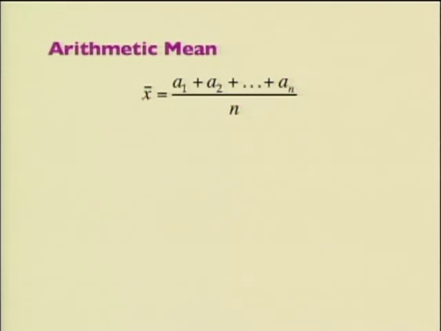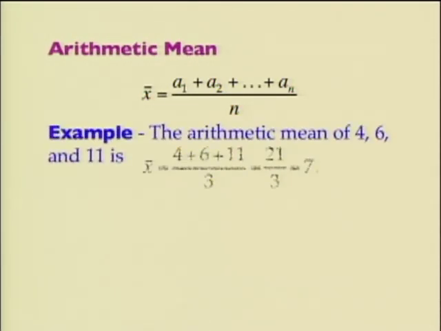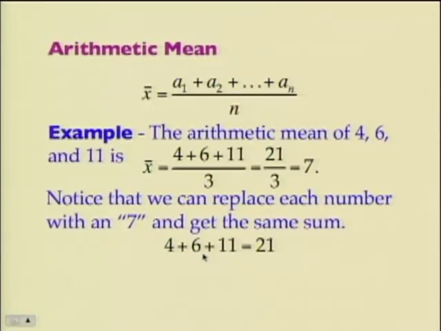That's how you average your grades, for example. So the arithmetic mean of 4, 6, and 11: you take those numbers, you add them up, and then you divide by 3. The sum is 21, divide by 3, you get 7. Now, what that 7 tells me is, if I were to add these 3 numbers up, I would get 21. If I replace each of these numbers with a 7, I'll still get 21.